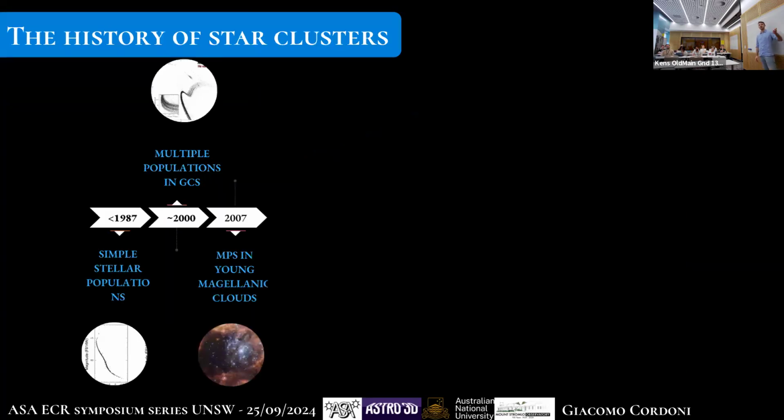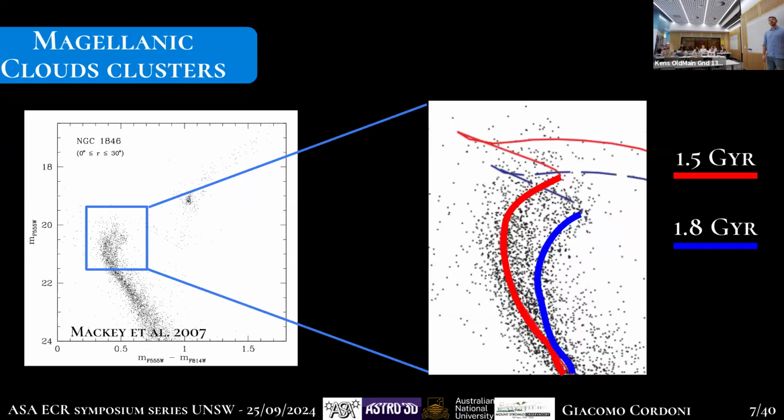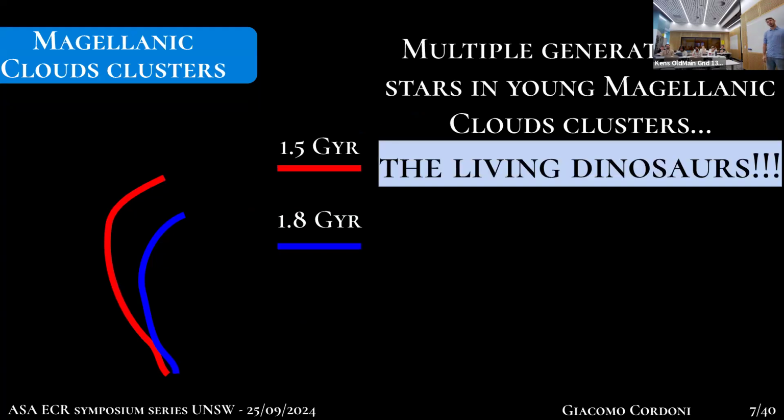And so in 2007, more or less, we realized that multi-populations were a feature of Magellanic Clouds clusters. And even more importantly, if we compare that with, again, stellar isochrones, so with theoretical models, we can see that we can reproduce the turn-off with two isochrones with different ages. So we are seeing multiple, or maybe seeing multiple stellar generations. So we are actually witnessing the formation of multiple stellar populations.